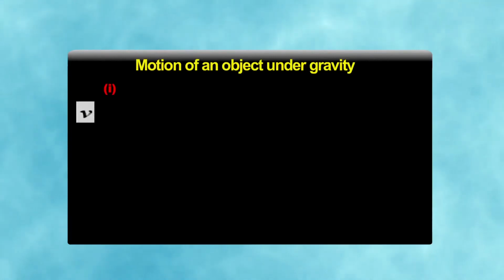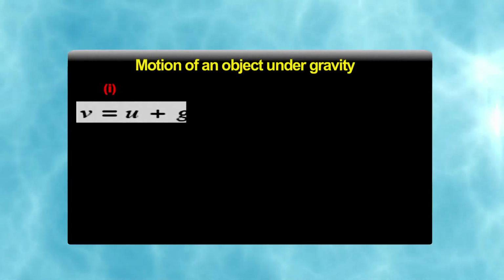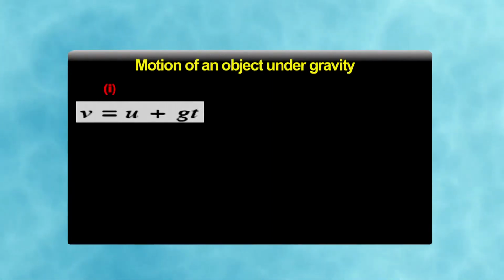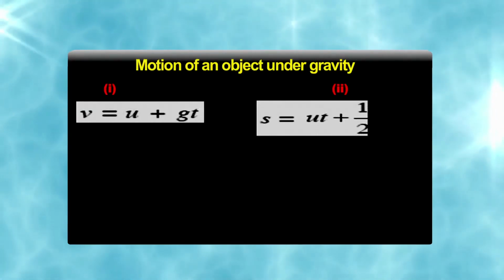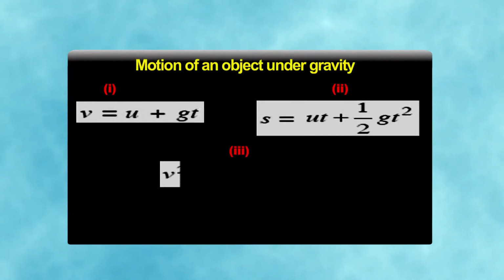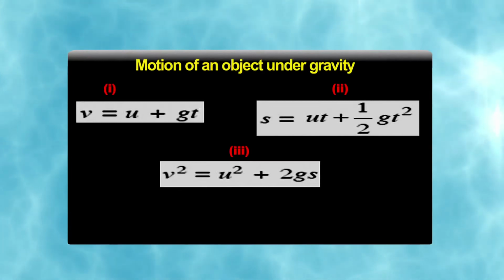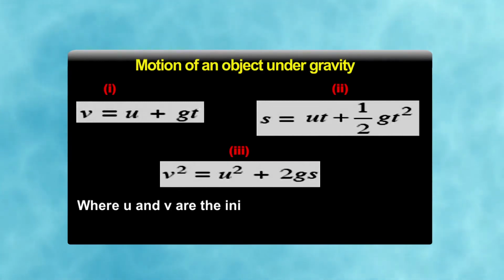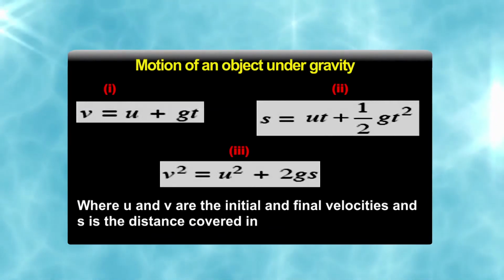Motion of an object under gravity modifies Newton's laws of motion. The equations of motion are written as v, the final velocity, is equal to u, the initial velocity, plus g t. The second equation is modified as s, the distance, is equal to u t plus half g t square. And the third equation is v square is equal to u square plus 2 g s, where u and v are the initial and the final velocities and s is the distance covered in time t.